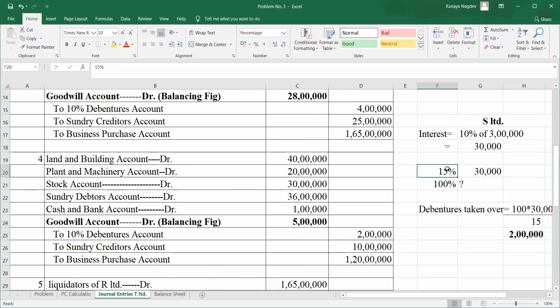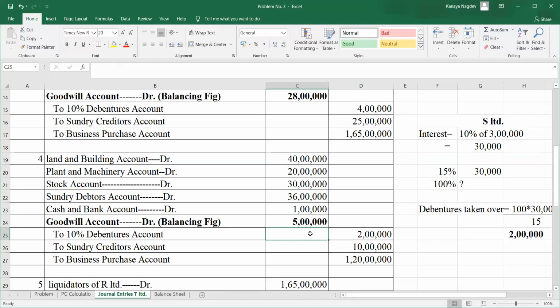Since the percentage of interest has increased but the amount of interest is the same, the value of the debenture has reduced to 2 lakh rupees. So debentures are taken over at 2 lakh, creditors are taken over at book value, and business purchase is at 1 crore 20 lakh. Here also the company is paying more, that is, the credit side is heavier than the debit side. When credit is heavy, that is when payment is more than the assets taken over, it is a loss for the purchasing company, which is to be debited to goodwill account. So this is the entry for incorporating assets and liabilities.